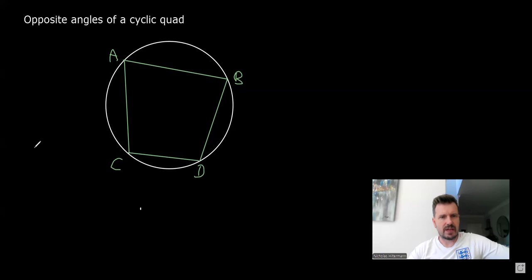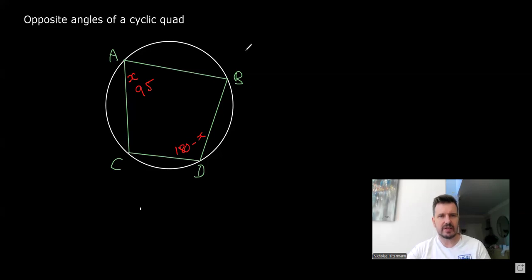So opposite angles of a cyclic quad are not equal, they are supplementary. They add up to 180. So if this is x, d is 180 minus x. Okay. So these must add up to 180. So if this was, say, 95, this would have to be 85. Okay. Well, I'll just make it 95 for a reason.